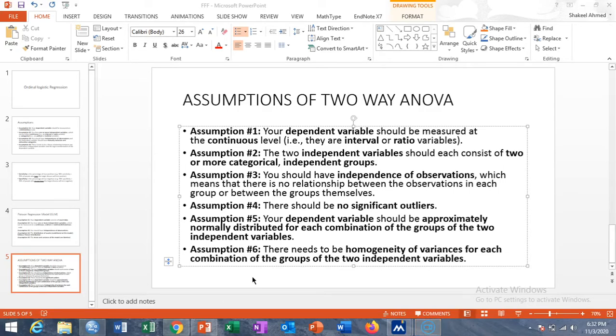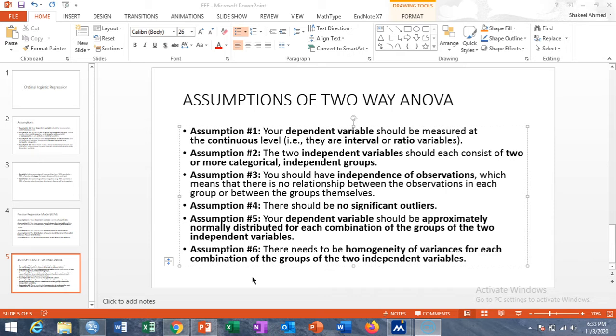In today's tutorial, we will learn how to perform a two-way analysis of variance in SPSS. Previously, we learned how to conduct a one-way analysis of variance in SPSS. In one-way analysis of variance, we compared the means between two or more groups. There was one grouping factor in one-way analysis of variance.